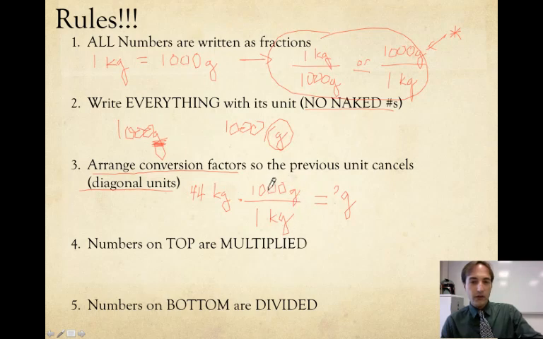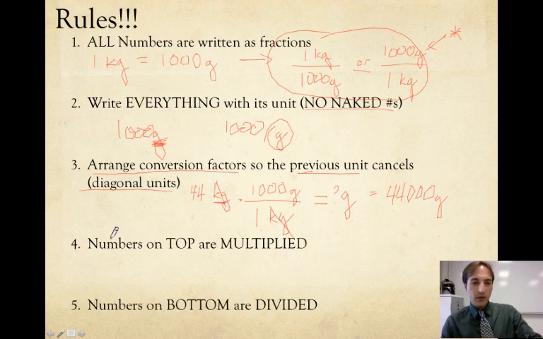I have arranged it so that the previous unit, which in this case is a kilogram, is going to cancel. How is it going to cancel? Well, we have kilograms on the top and we have kilograms on the bottom. So when I take a kilogram and I divide it by a kilogram, anything divided by itself cancels out. So now in our problem, our kilograms are gone. The only units we have left are grams. So it's going to be 44 times 1,000 divided by 1 grams. So that means we have 44,000 grams.